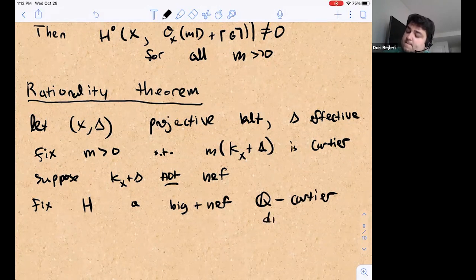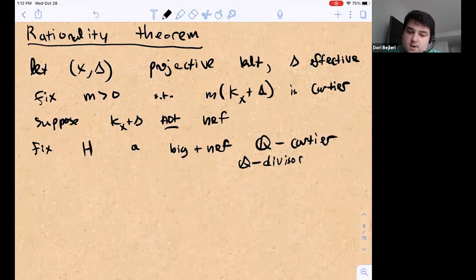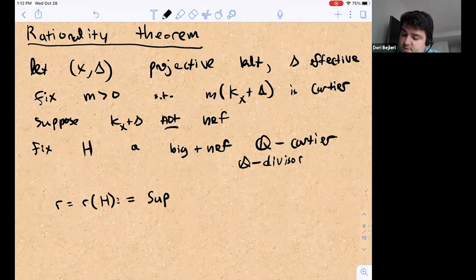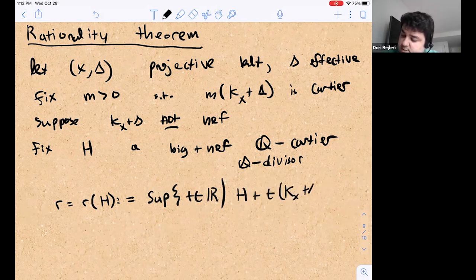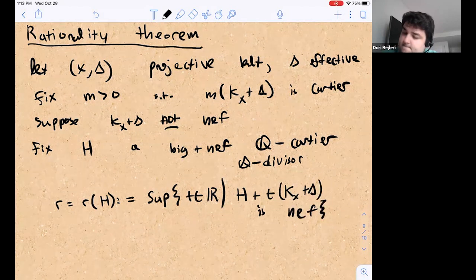Q-Cartier divisor. Again, this could be a Q-divisor. And let's define this nef threshold, just like before, but now with a boundary there, as the supremum over all t and r such that H plus t(KX plus delta) is nef. Then the theorem is that this r is rational, but actually not just rational, we have some bounds on its denominator.